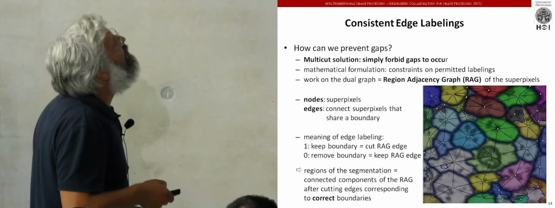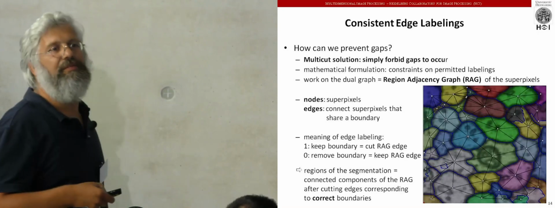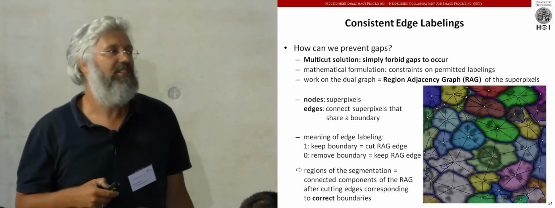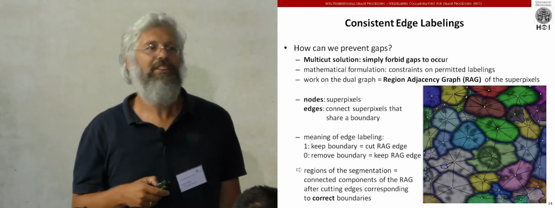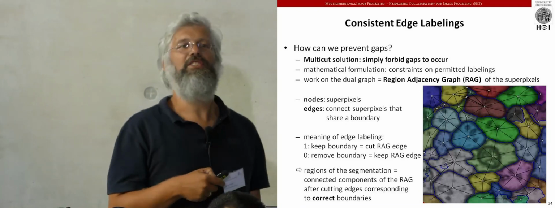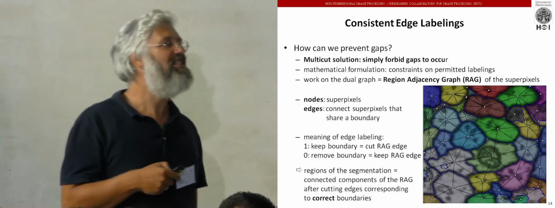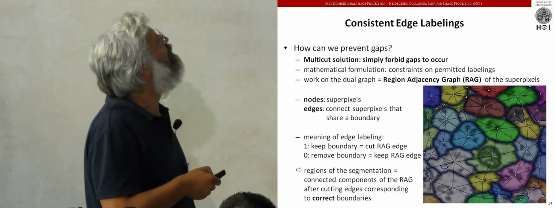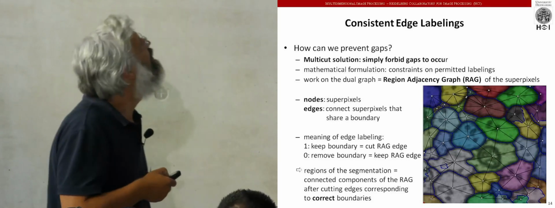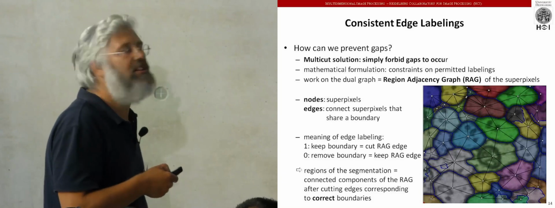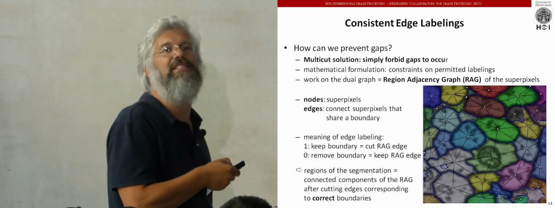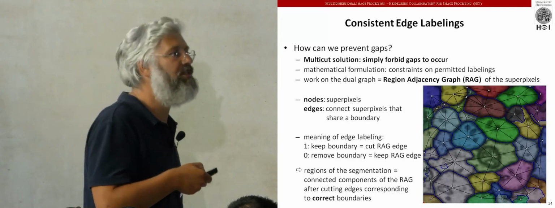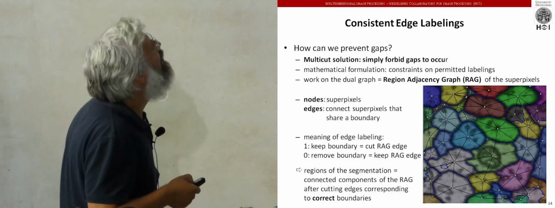So, and the multicut does it differently. So what would a mathematician do if things don't behave like they should? He would introduce a definition. Yeah, so just define things as they are supposed to be. And here that means we simply forbid gaps to occur. And in mathematical terms, this means we must add constraints to our objective function. And in the next slides, I'm going to show which constraints and how to derive them.